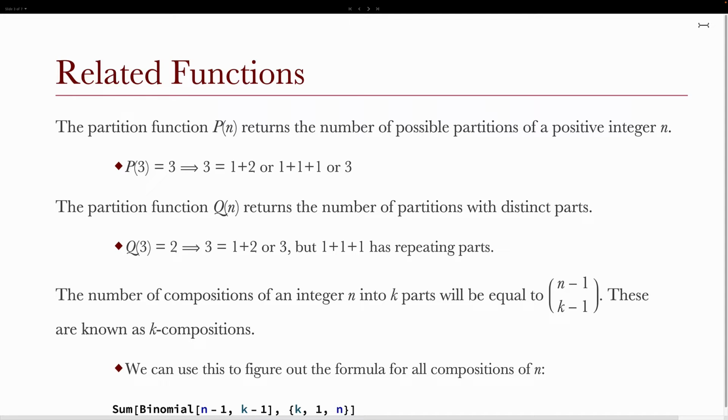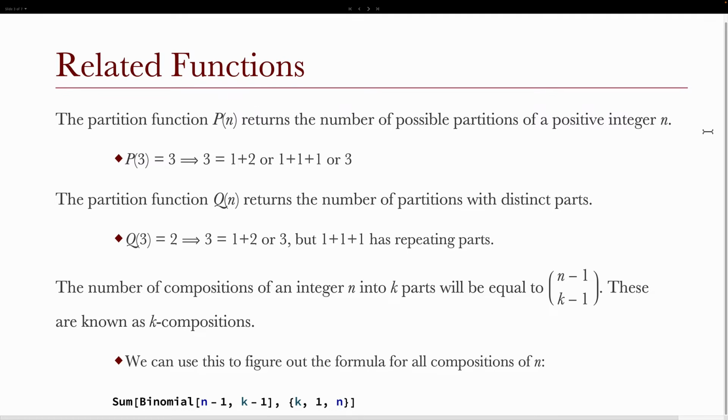On the other hand, the partition function q of n returns the number of partitions with distinct parts of a positive integer n. For example, q of 3 is equal to 2, because we can rearrange 3 as 1 plus 2, or 1 plus 1 plus 1, or 3. However, 1 plus 1 plus 1 has 1 repeating. Therefore, we can only write 3 with distinct parts as 1 plus 2, or 3, so q of 3 is 2.